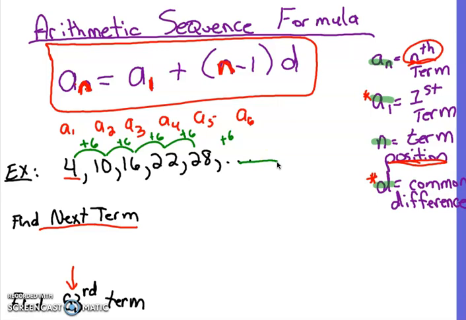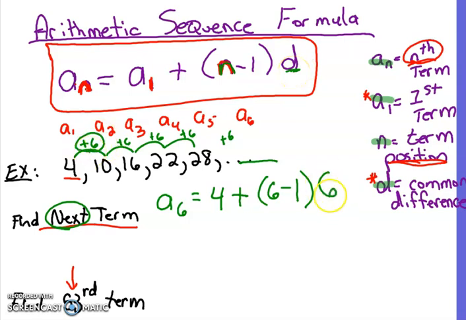So if I wanted to find the next term, which is the 6th term, so I'm trying to find a sub 6. What I would do is follow this formula. It says a sub 1. Well, the a sub 1 is the very first term, which is 4. And then again, follow the formula. So plus, and then in parentheses, this says n minus 1. Well, n again is whatever term I'm trying to find. So the next term is actually the 6th term. So this would be 6 minus 1. And then it says times the d, the difference. Well, the difference is, remember, I'm adding 6. That's the difference, the common difference between each term.